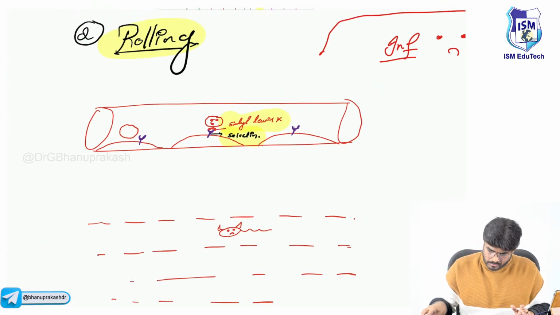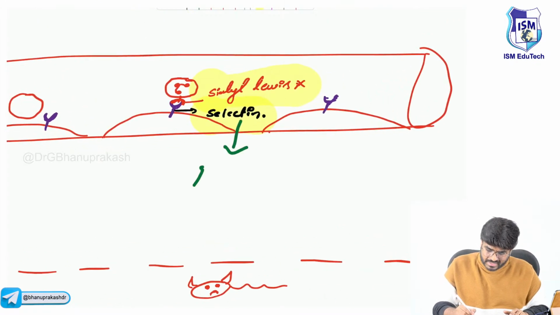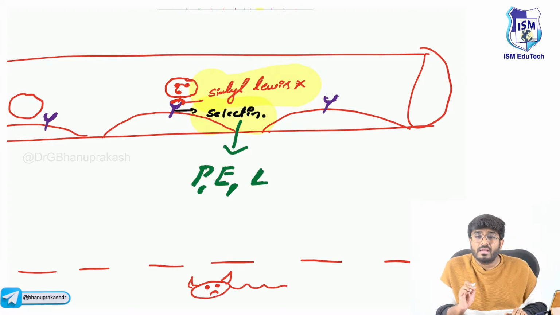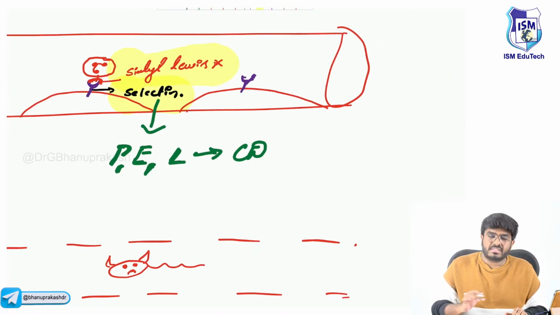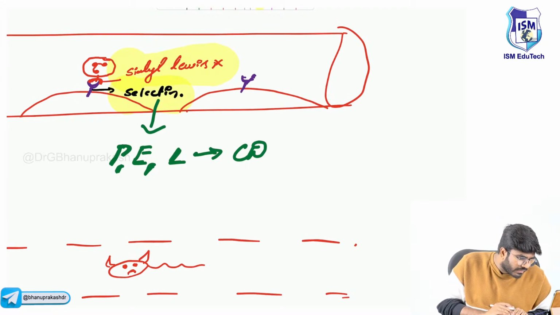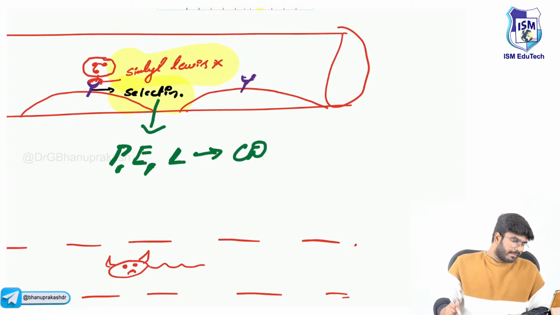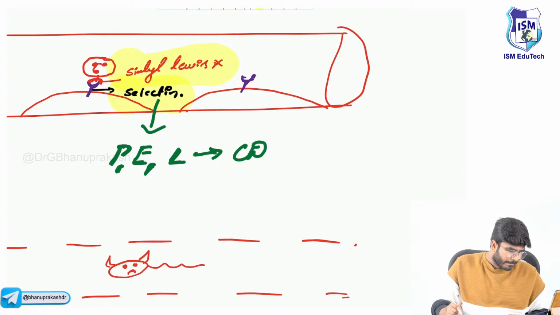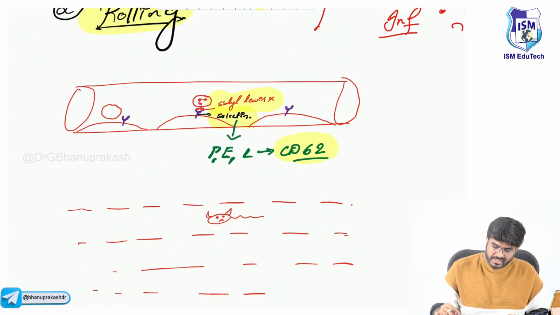Now an MCQ which will come in your exam is how many types of selectins are there. There are different types of selectins: P-selectin, E-selectin, L-selectin. P is platelet selectin, E is endothelial selectin, L is leukocyte selectin. What they will ask in your exam is, what is the CD marker, cluster designation, of the selectins? Any idea, guys? CD62. Don't forget, this is an MCQ. The CD marker of selectins is CD62.